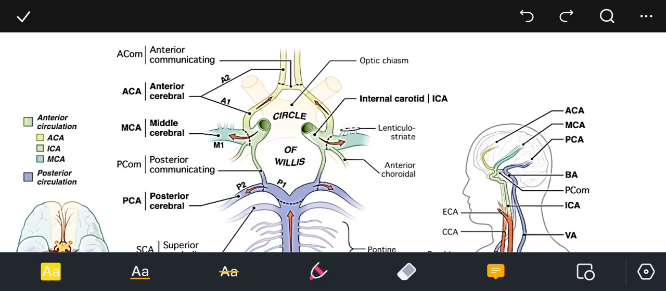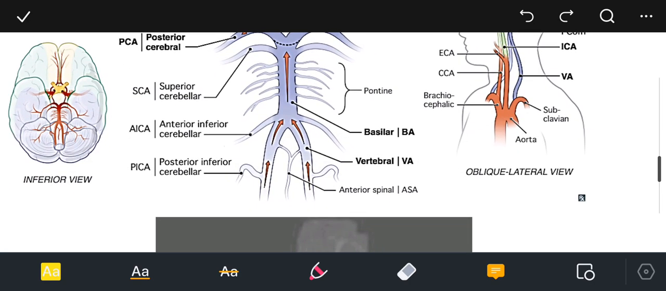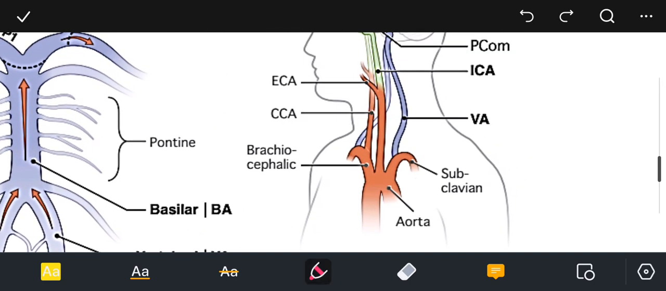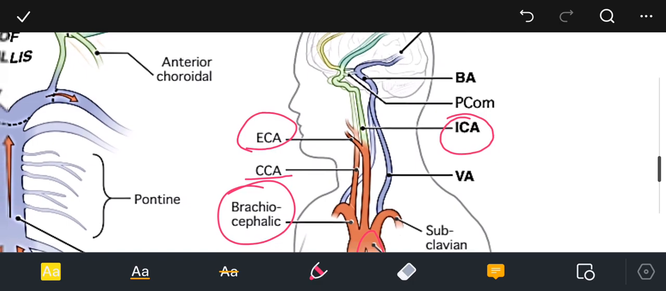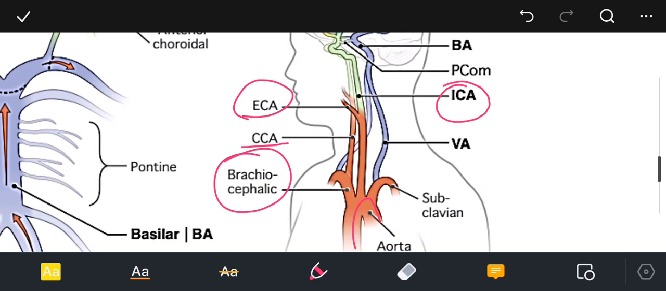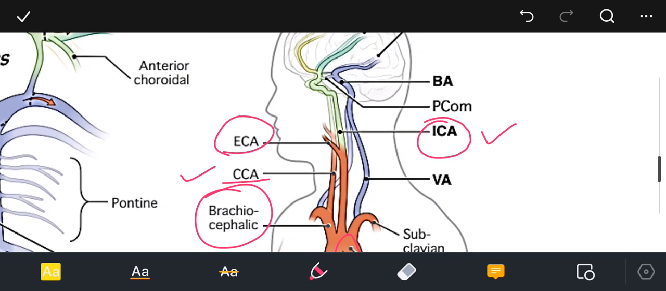So here you can see, let's start from there. From the arch of aorta we have the brachiocephalic artery, right? The brachiocephalic artery is divided into common carotid artery that gives rise to external carotid artery and internal carotid artery. So the arch of aorta gives rise to the brachiocephalic artery that will give rise to common carotid artery and then internal carotid artery. This internal carotid artery is responsible for forming the anterior circulation of the brain, right?